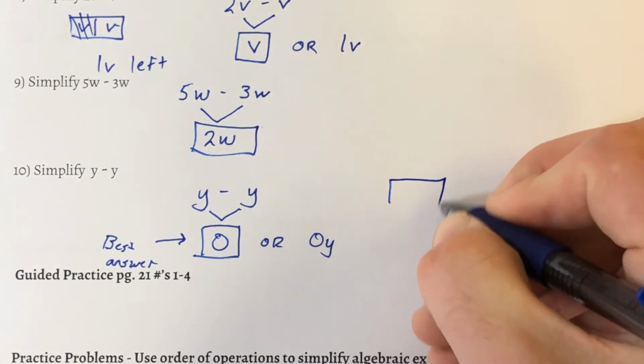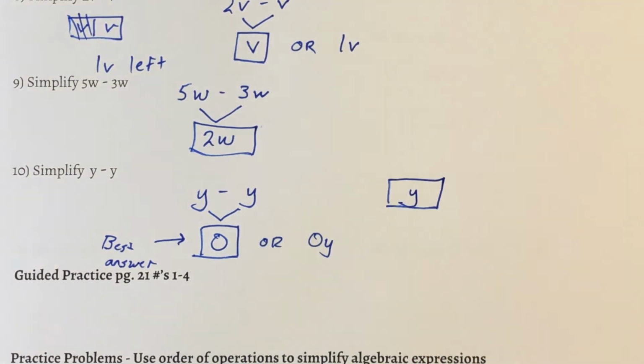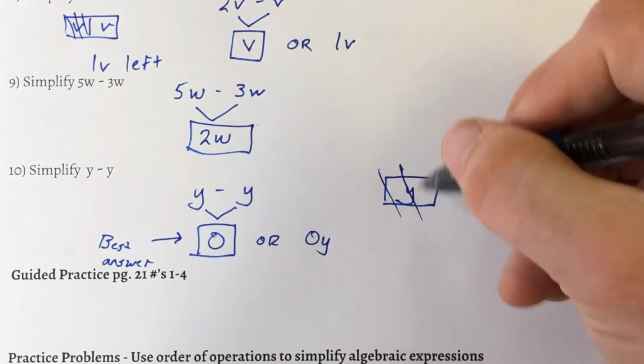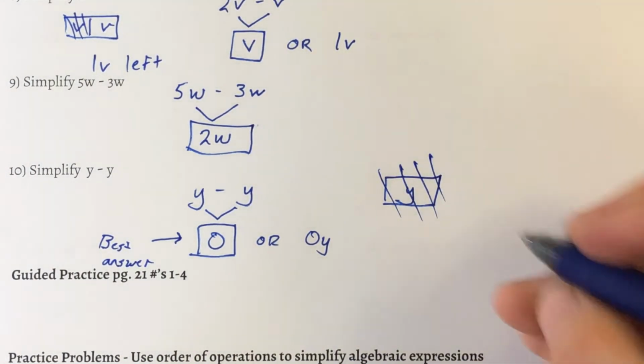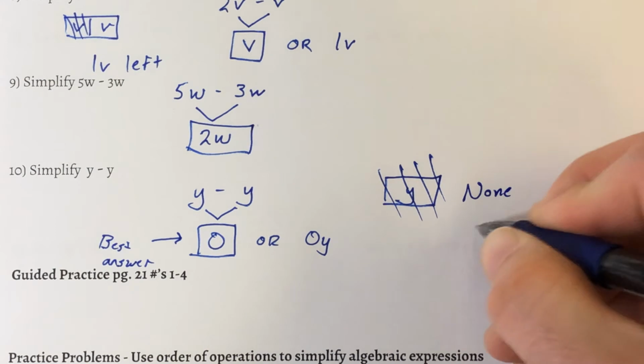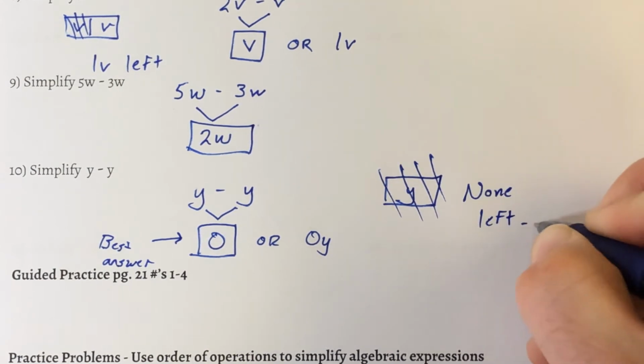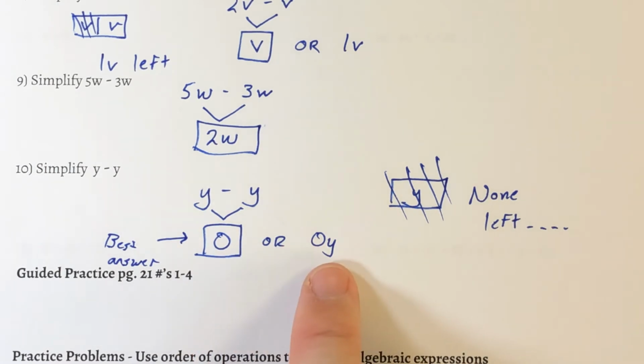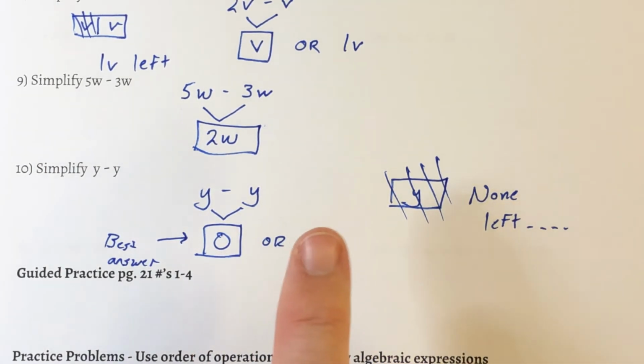Now, I'm going to show you visually again why this is 0. If I have 1y and I take away 1y, what do I have? I have none left. I can't get any more direct than that. Again, best answer. Okay answer, but this is technically not simplified. An instructor might not accept that.